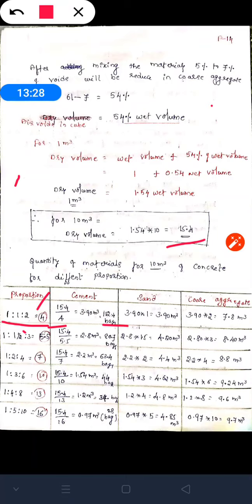So remember, per one bag the volume equals 0.0347. Then we calculated 3.9 into 1, where 1 is the sand here, so we got 3.9 meter cube. For coarse aggregate, 3.9 into 2 gives 7.8. Similarly we calculated for the different proportions here. The same proportions will be calculated by calculating the material, which I will be doing. Just for your reference, I have calculated for all the different proportions. If you want, you can remember them, or else you need to calculate using formulas here.